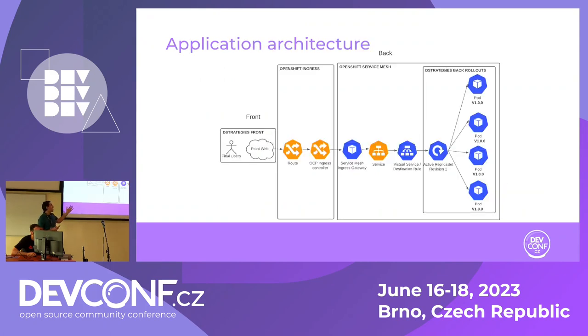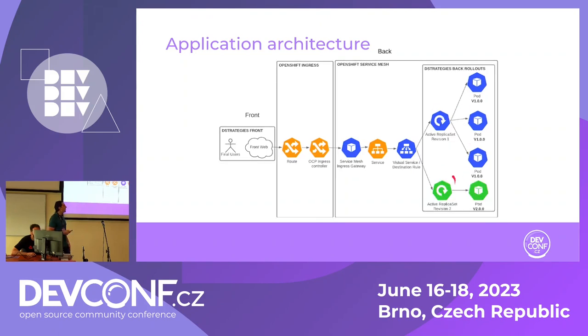Okay, this is more or less the architecture for the demo. We have our front end that is calling our back end inside the Service Mesh, and we will start with version 1 with 4 pods. Okay? Then, when I deploy the new version, Argo Rollouts will do 2 things mainly. First thing, it will create a new replica set, but only with 1 pod.